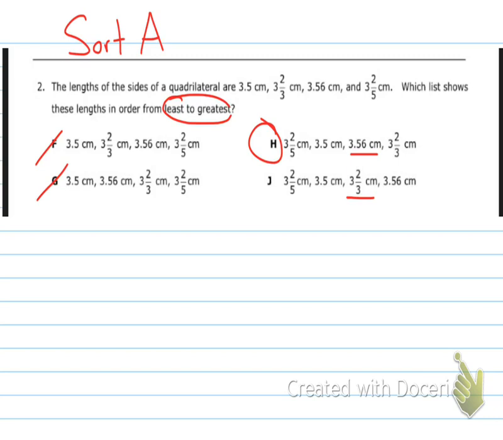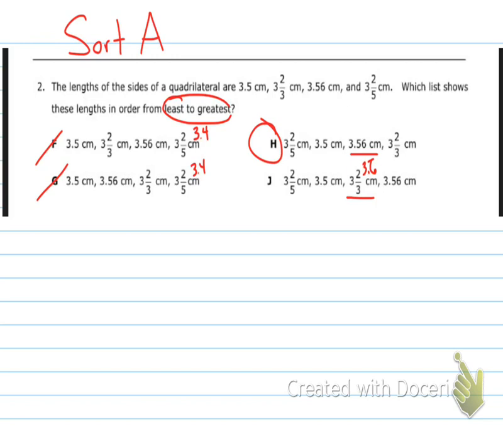Oh, okay, I see. It looks like here 3 2/5 is 3.4. That should actually be the least. So the same issue happened over here. And then let's see. 3 2/3 is 3.6 repeating, which is actually greater than 3.56. But if you're not good at seeing your fractions, then you're going to want to go ahead and use the sort A method. So it's pretty easy.